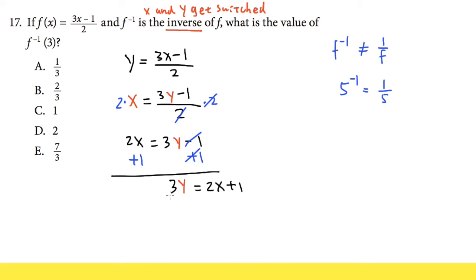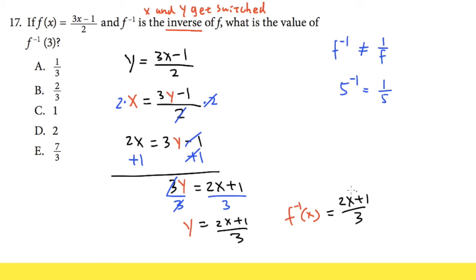Of course, then we have to divide both sides by 3, so that this and that will cancel, and we get the y by itself. This is equal to (2x plus 1) all over 3. As we said, this is the inverse of f, and we can write this back as f with a negative 1 for the inverse notation. And this is equal to (2x plus 1) all over 3.